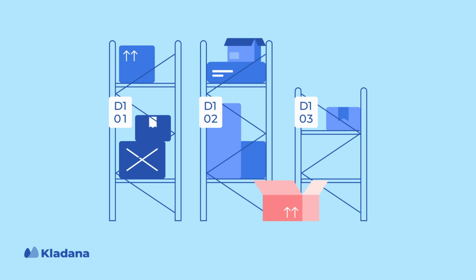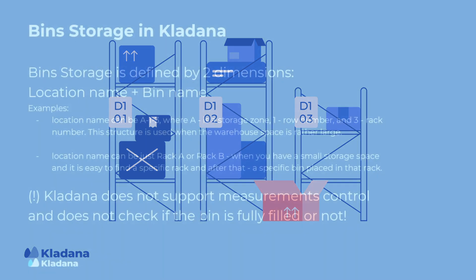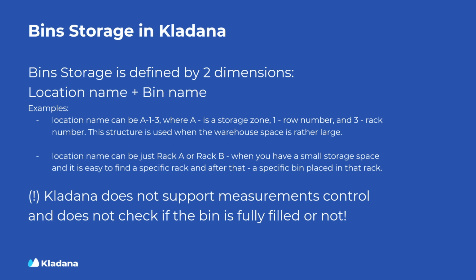Before starting to use bin storage, you need to organize your warehouse space, decide how to name locations and bins, print their titles, and physically mark all zones, racks, shelves, and bins. Please pay attention. Bin storage in Kladana is defined by two dimensions, location and bin number. Bins can be portable. You can place the bin in a specific location and sometimes later replace it.